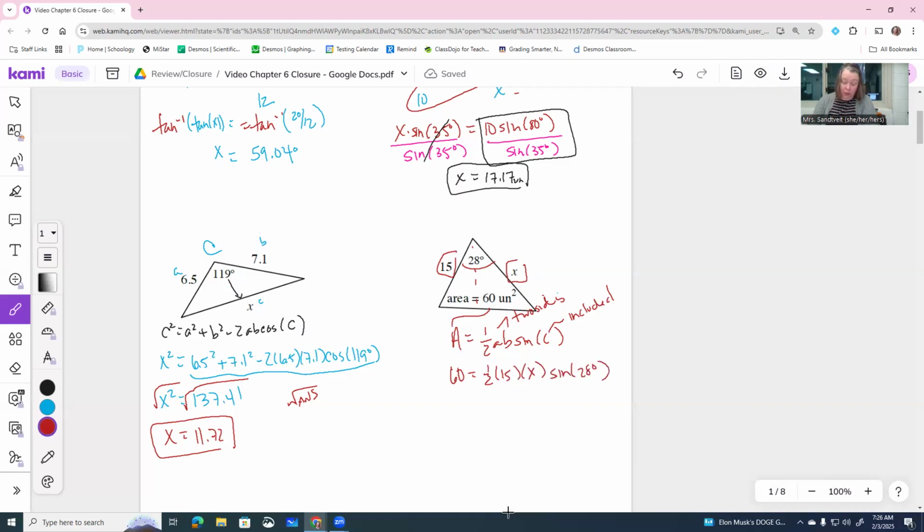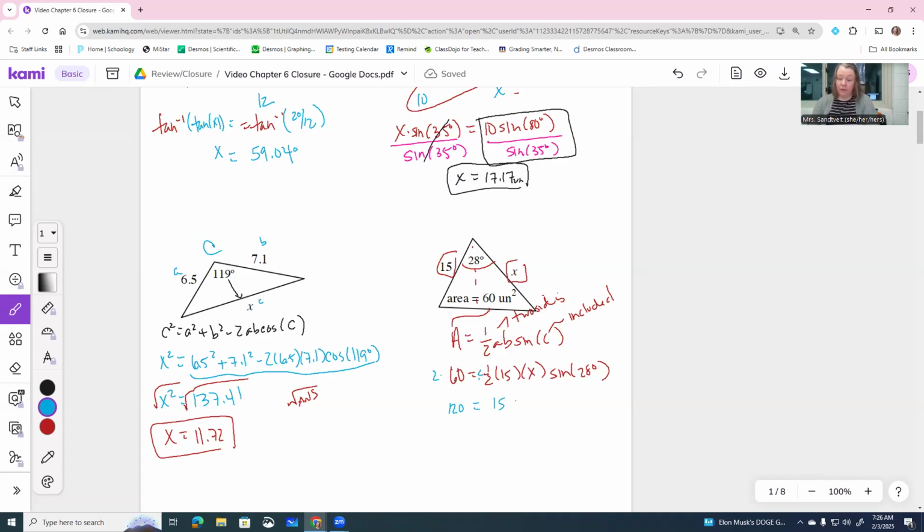And then I just want to solve that equation. So there are a few different ways you could do it. You could multiply the half times the 15 and then divide by that. You could get rid of the half by multiplying by 2. There's more than one way to solve this equation.